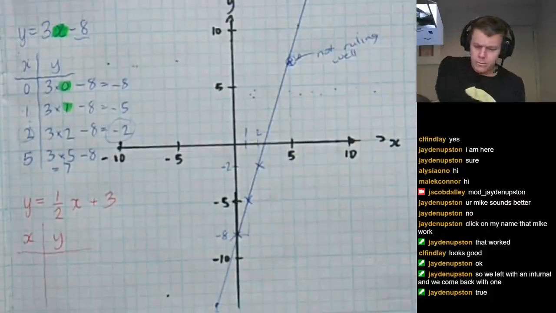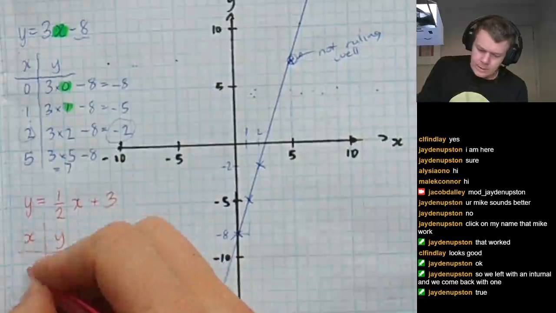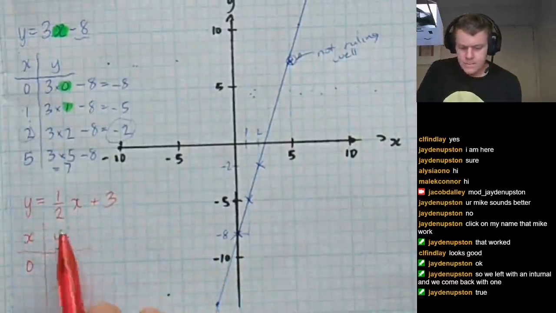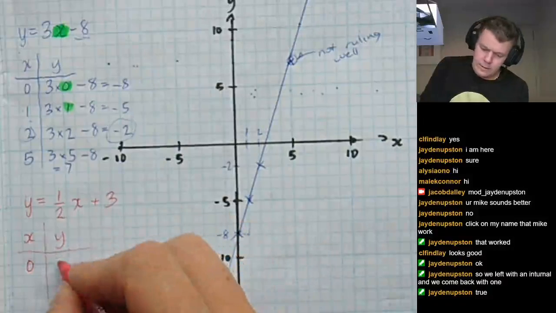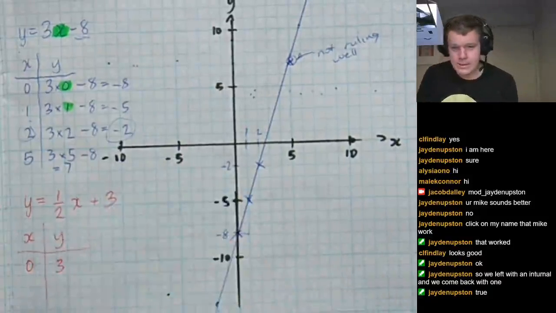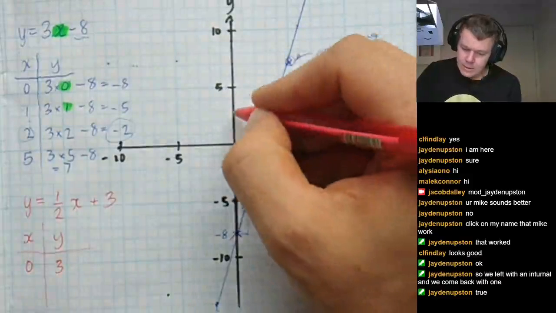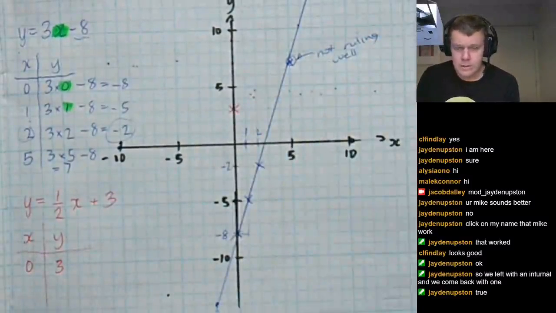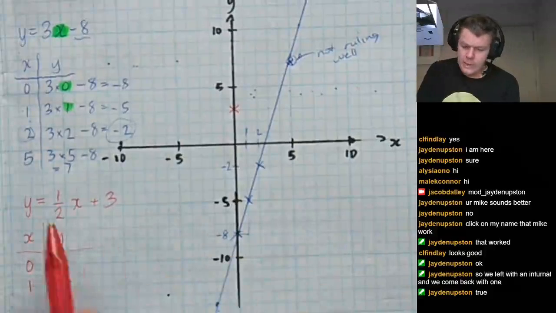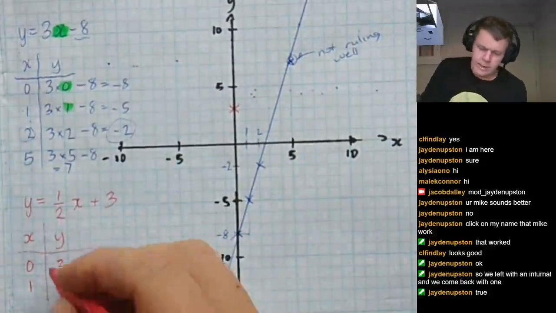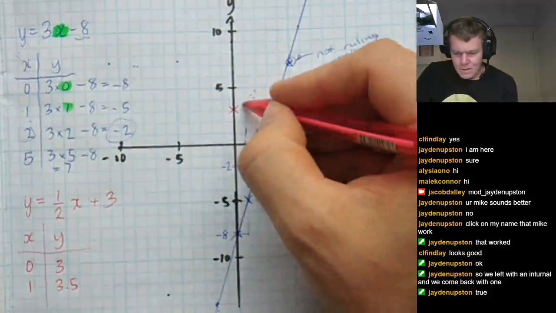Alright, let's do y. If we start with 0, 1/2 times 0 plus 3 is just going to be 3, because that essentially cancels out our x term. So this gives us our y-intercept, which is here. x equals 0, y equals 3. If we go 1, we're going to get 1/2 plus 3, so we're going to get 3.5. So that's kind of there.